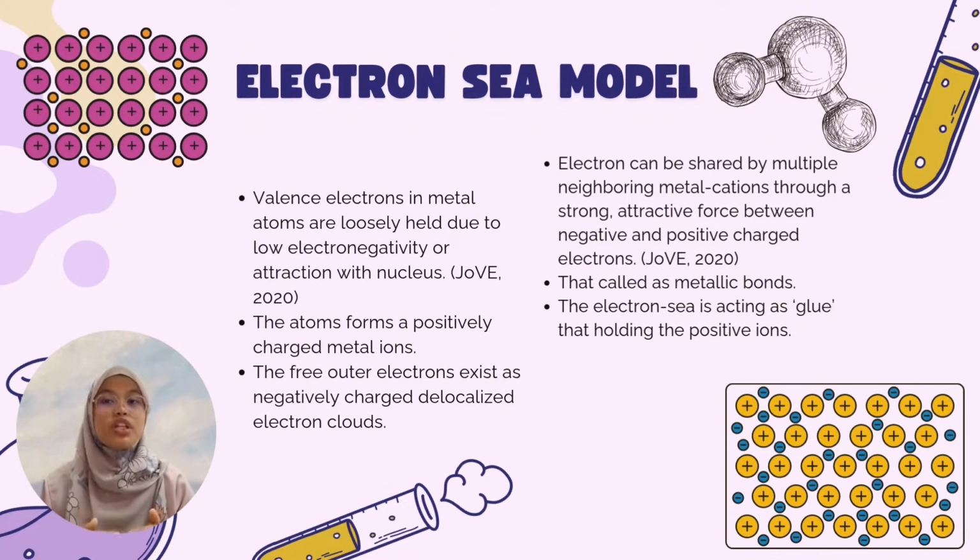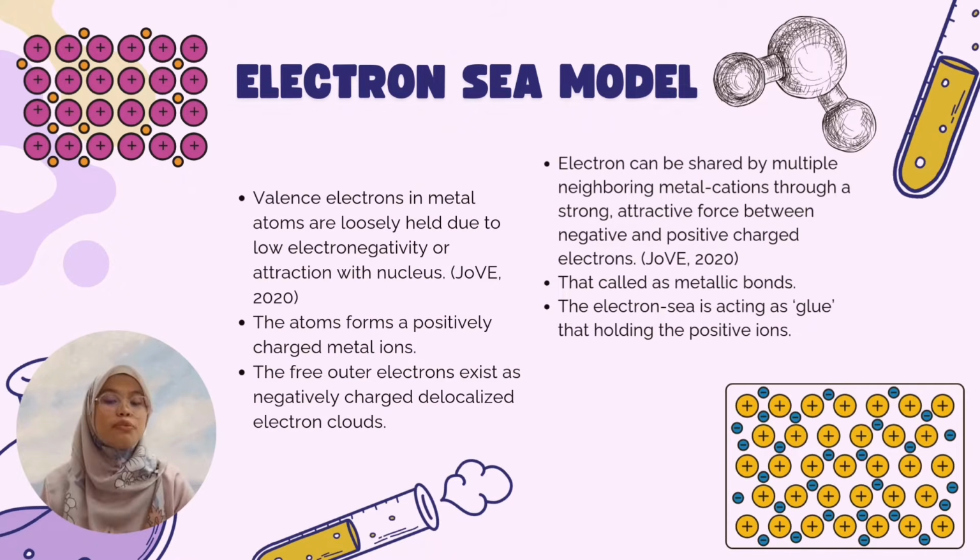Valence electrons in metals are held very loosely because of low electronegativity. Basically, the attraction to the nucleus is weak. Because that grip is so weak, the atom basically says goodbye to those electrons, forming positively charged metal ions. Meanwhile, those freed electrons exist as a negatively charged cloud.